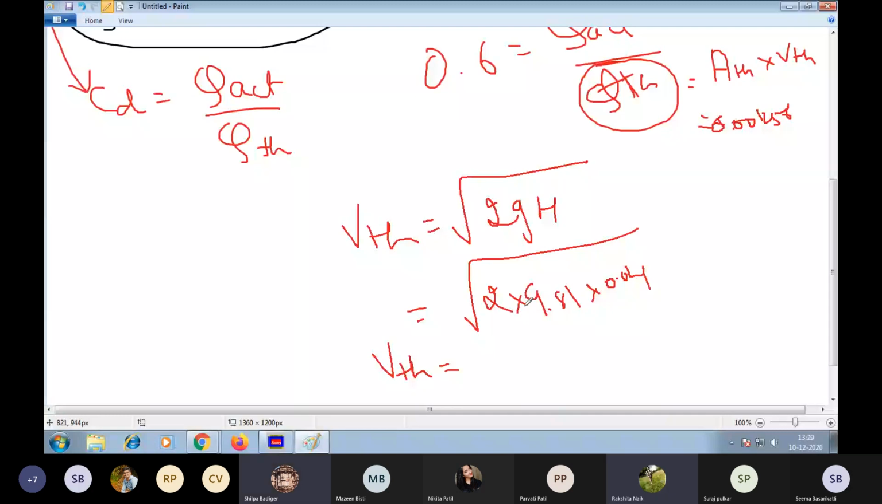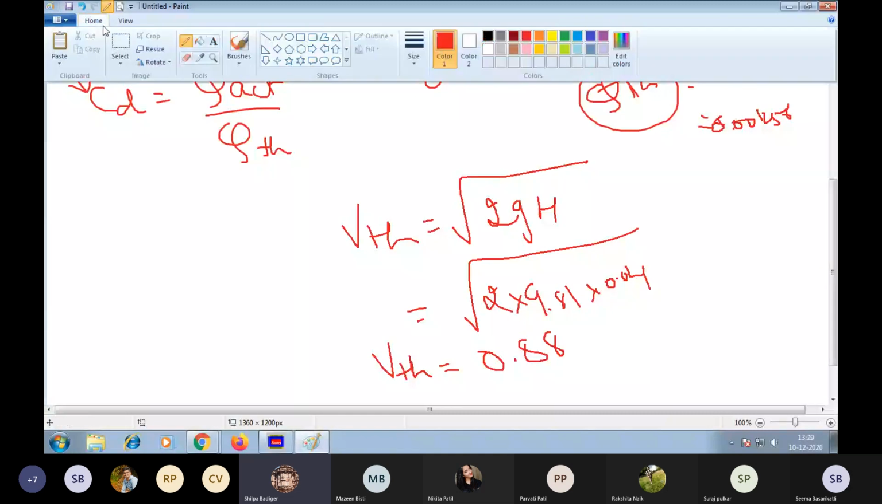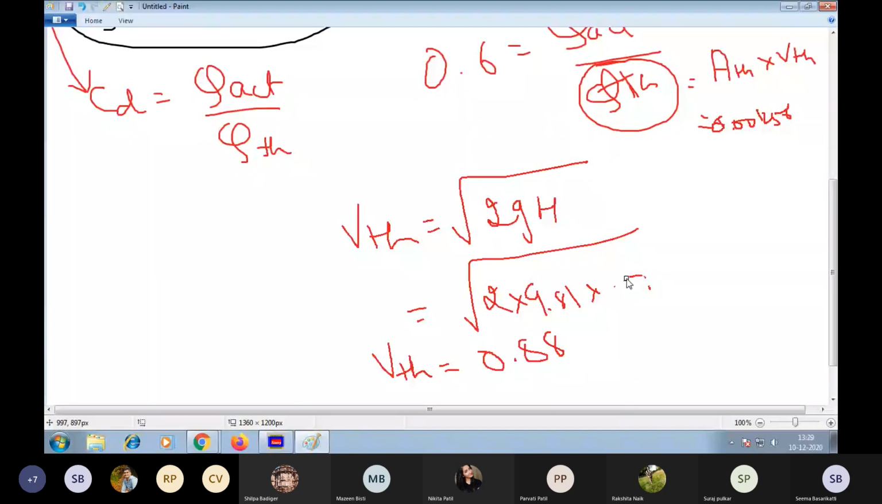Ma'am, head is 10 meter, no, ma'am. Very good, head is 10 meter. Now what will be the answer? 14, ma'am. What is the unit for this? Velocity is meter per second. What about area? It is in meter square.